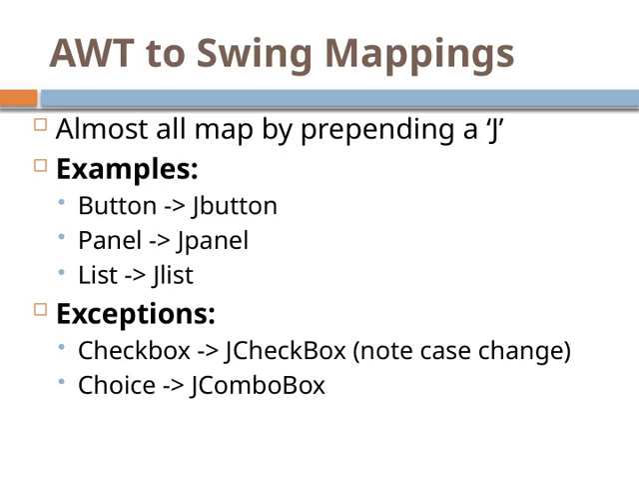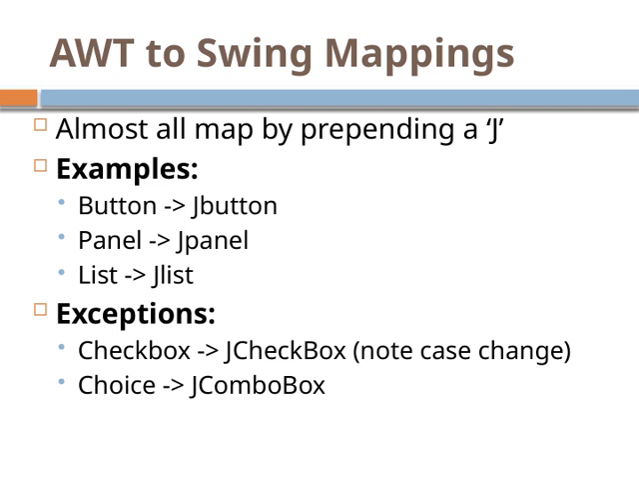Let's take a look at how AWT components are mapped to Swing components. Essentially, almost all of the AWT classes get a J prepended to their names when we switch to Swing. For example, the AWT Button becomes JButton in Swing, and similarly, a Panel turns into JPanel.